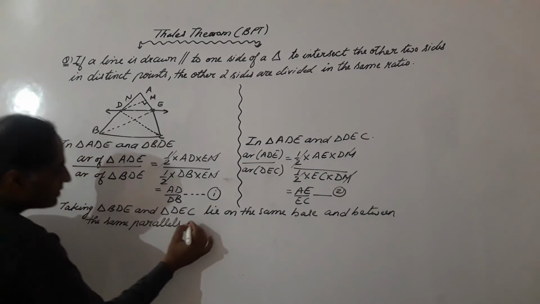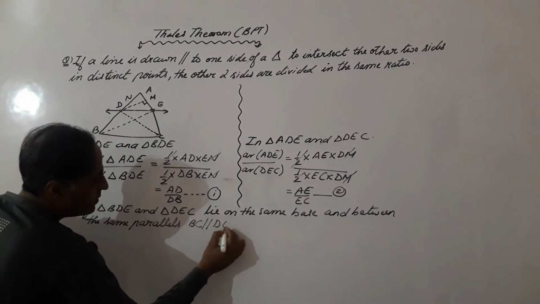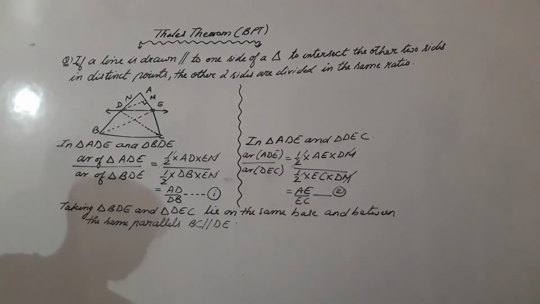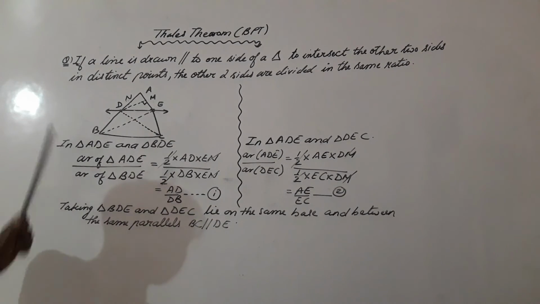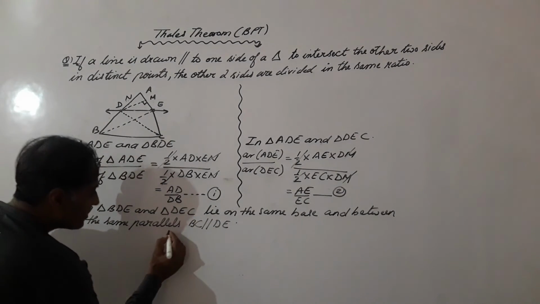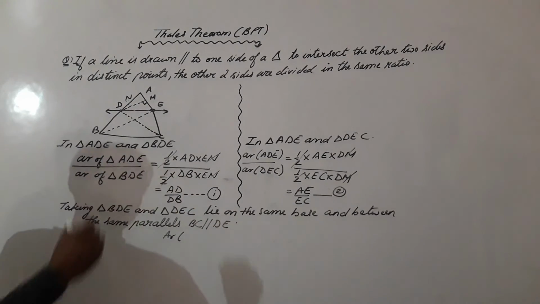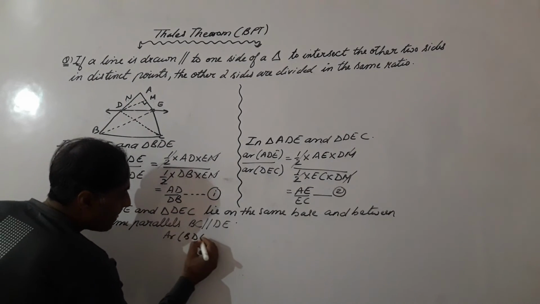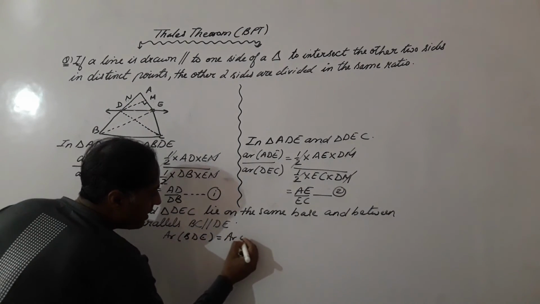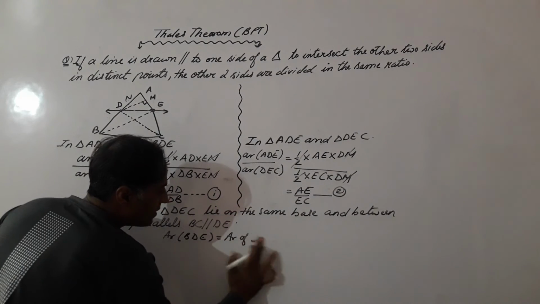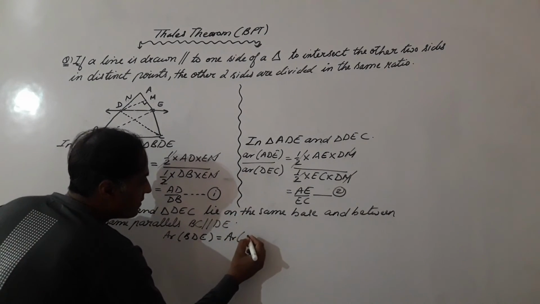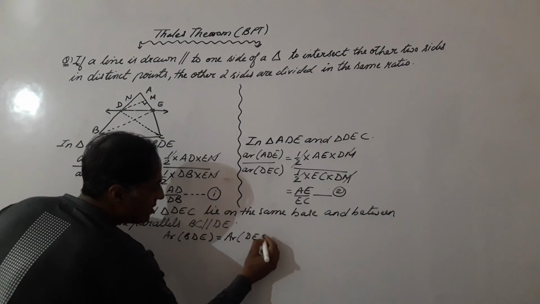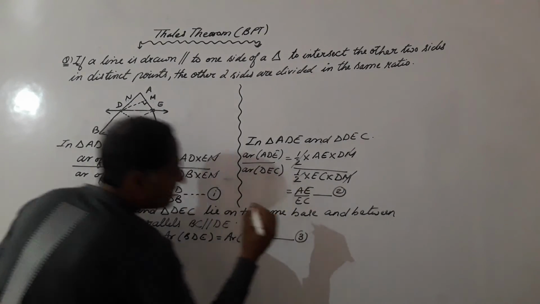So which are the two parallels? We can say that BC is parallel to DE. So what else can we say? We can say that the areas of these two triangles are equal. So lastly we can write that area of triangle BDE is equal to area of triangle DEC. They are equal. So this is my third value that I have got.